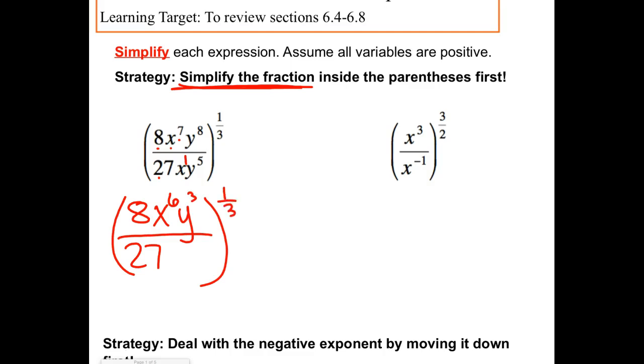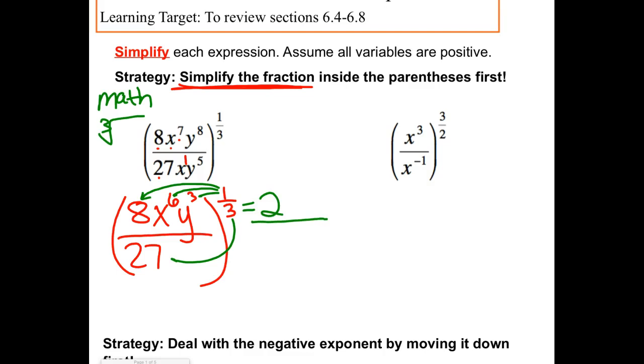Now I have this 1/3 out here. Now reminder, when you have a power outside there, it has to be distributed and it has to go to everything inside. So you're going to take 8 to the 1/3, x to the 6th, and y to the 3rd, and here's 27. Now reminder, 1/3 is really the cube root. And reminder, if you on your test don't remember how to do that, you're going to hit the math button, and that button is your cube root, like the 4th or 5th one down there. So when you take the cube root of 8, we're going to get 2.